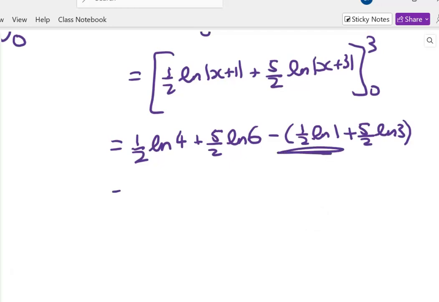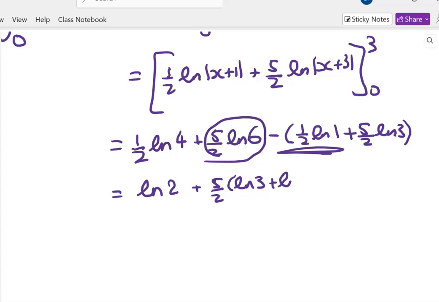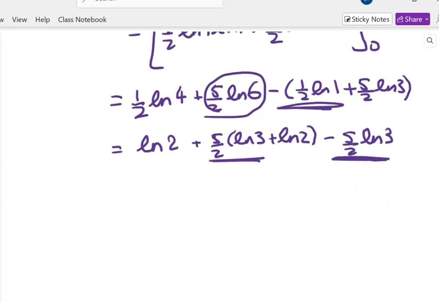This is obviously going to be 0. I can write a half of log 4 as the natural log of 2. And here I can split this up to be 5 over 2 log of 3 plus log of 2 minus 5 over 2 ln of 3. And so then we get some nice disappearing of the log 3 terms, and we get ln of 2 plus 5 over 2 ln of 2, which gives me a final answer of 7 over 2 ln of 2.